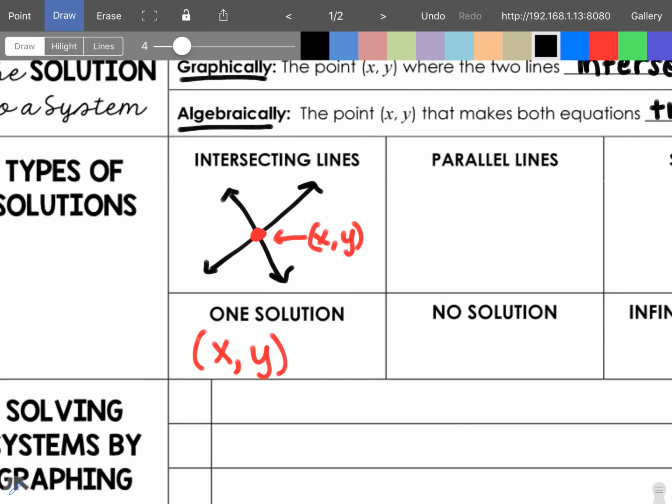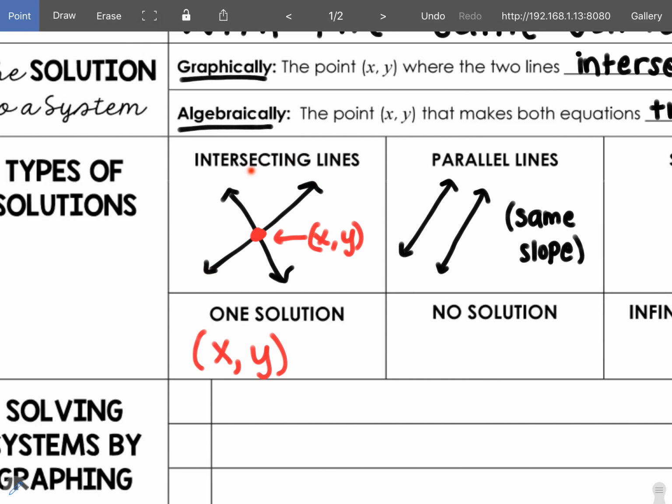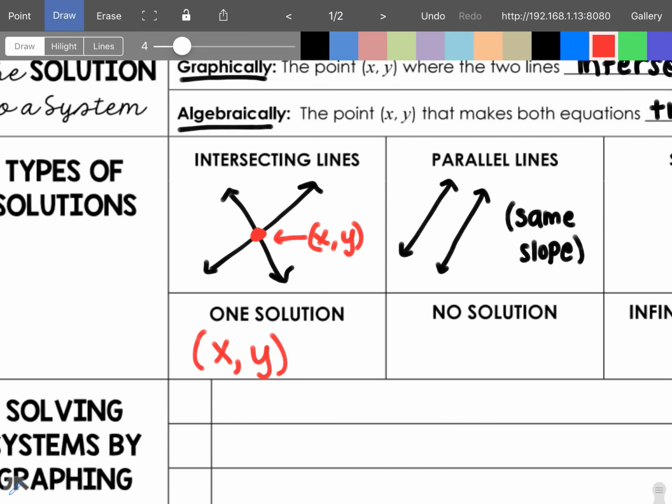But if you have two parallel lines, first of all, what's the same when you have two parallel lines? The slope, right? So when you have two parallel lines, you have the same slope. So if you see two lines with the same slope and a different y-intercept, you know that it's going to have no solution because they're never going to intersect. They're never going to meet like these two lines met right here. Parallel lines will never meet, so it's no solution. This is how you write no solution. You write a 0 with a slash through it. That means no solution in math.